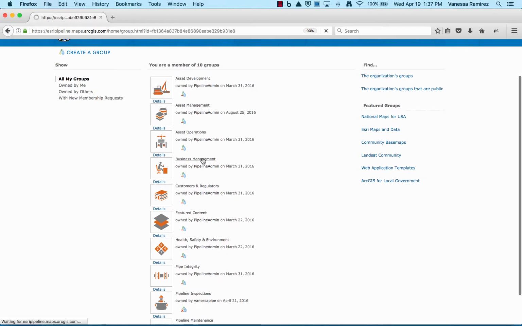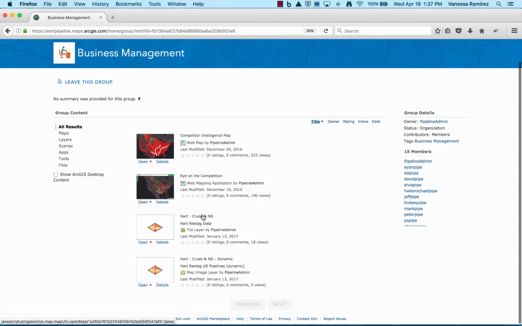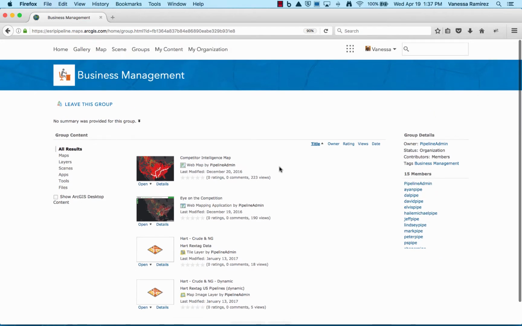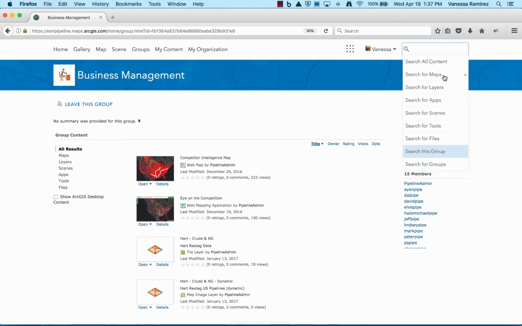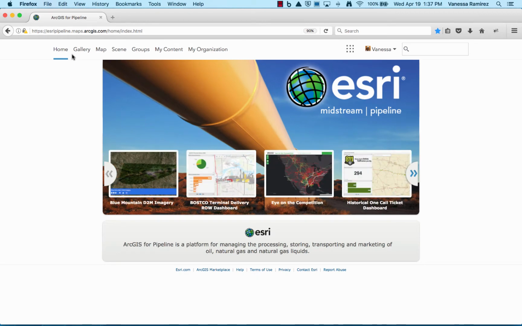Now, I could drill further into any one of the groups that I belong to and actually discover the content within them, as well as the members of that particular group. Now, I also have an additional method of discovery where I can actually search the system as a whole for specific maps, layers, or applications. So really at a high level, this represents the basic information model for what we call our portal.